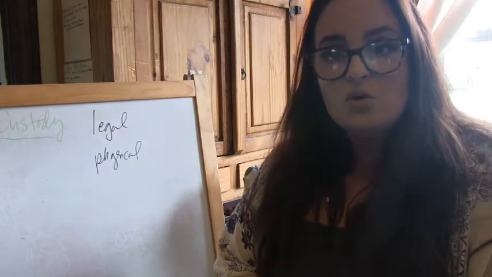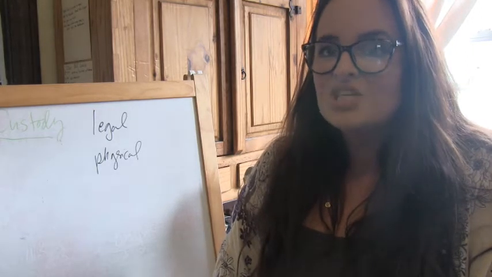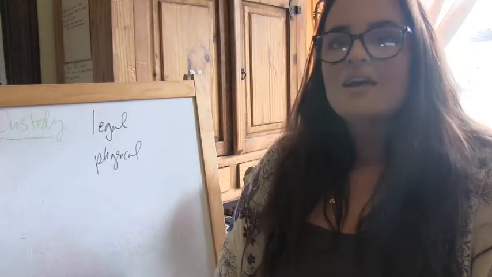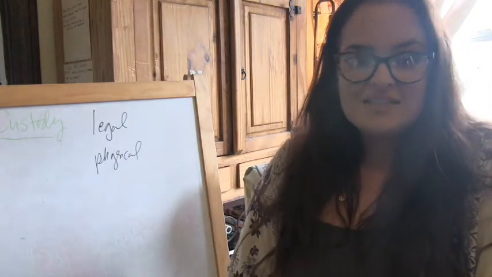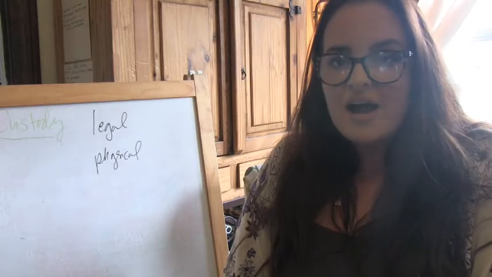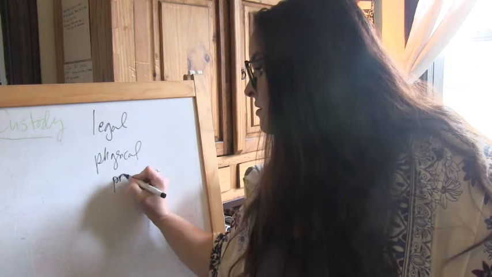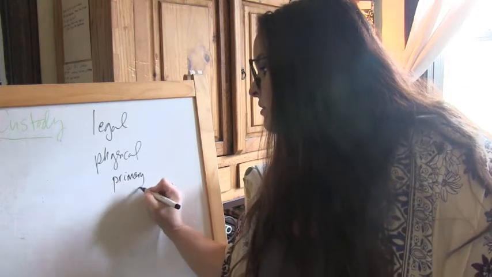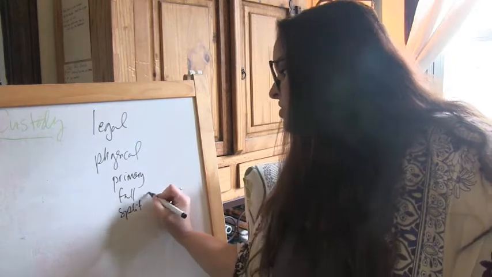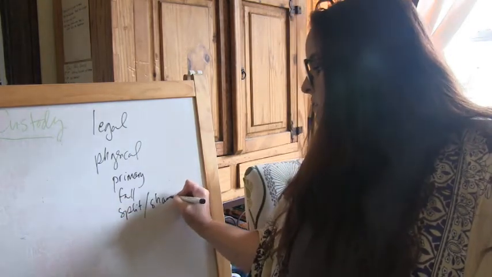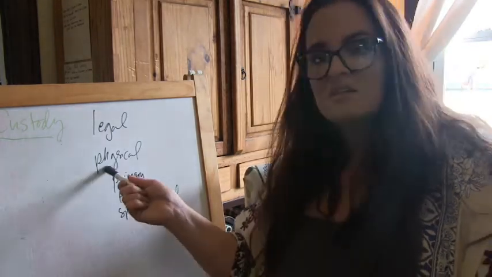Legal custody is who can make decisions for the child. Physical custody is who physically has the child overnight. So this can be split up in a variety of ways. Let's talk about physical custody: primary, full, and split or shared are all descriptors that we use to discuss physical custody.